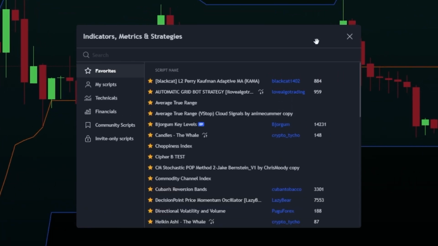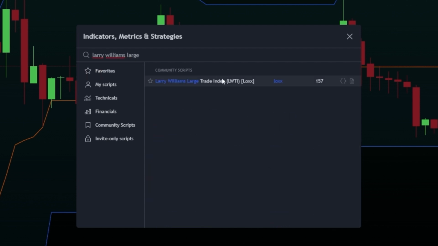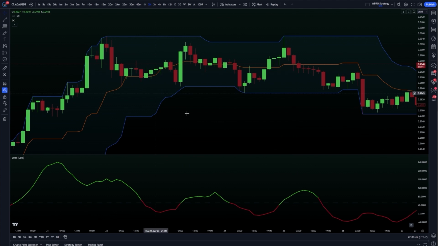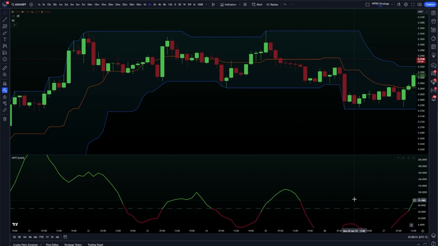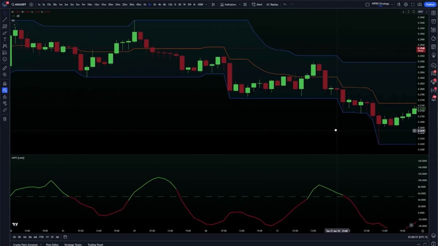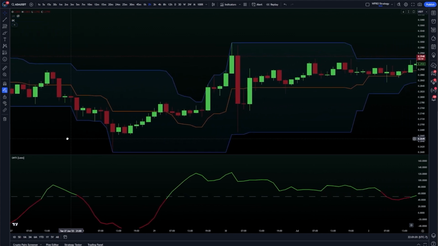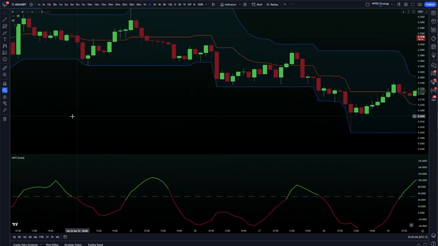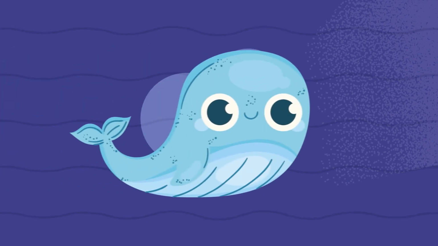Our second indicator is the Larry Williams Large Trade Index, or LWTI. In the TradingView search bar, just type in the Larry Williams Large Trade Index, click on this one, and the LWTI is skilled at uncovering the hidden rhythms of the market. It can identify larger trends that drive market movements, and when the LWTI spikes, it's a sign of significant market activity, often indicating a powerful trend that could lead to a profitable trading opportunity. It's essentially telling you when the whales are stepping into the market.